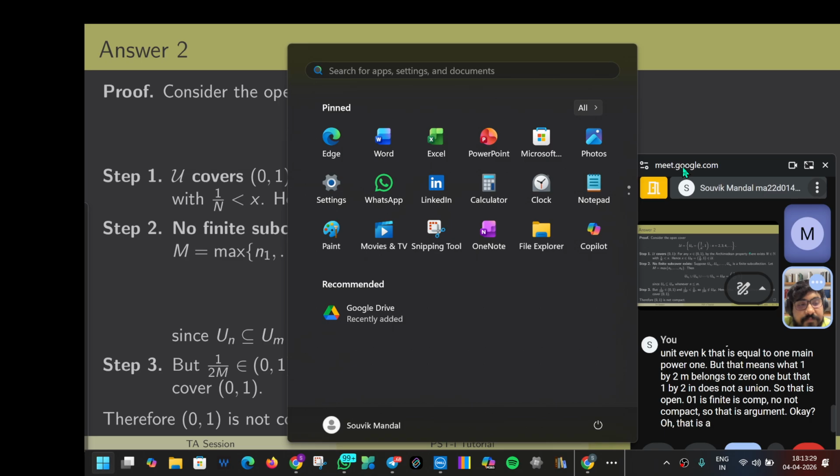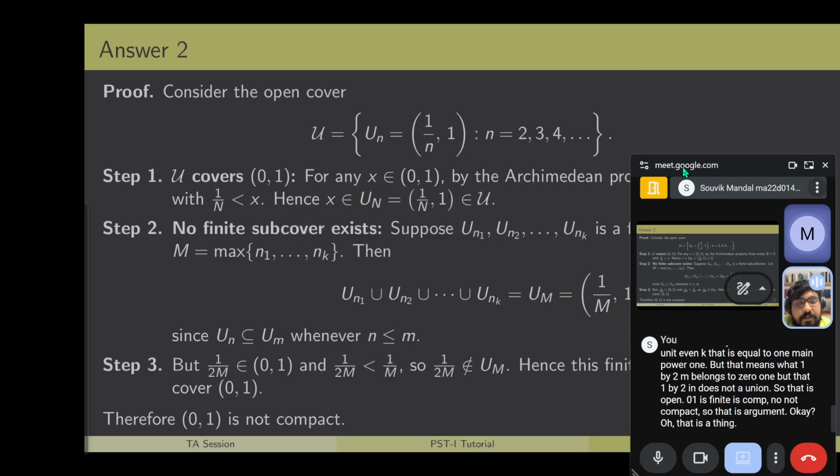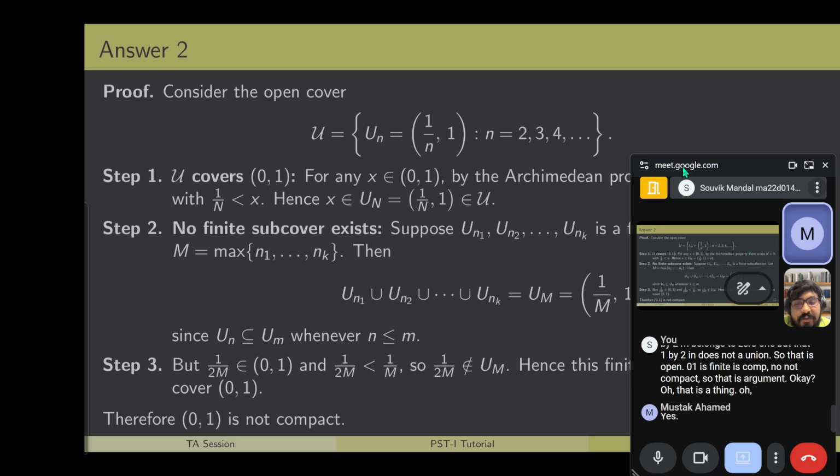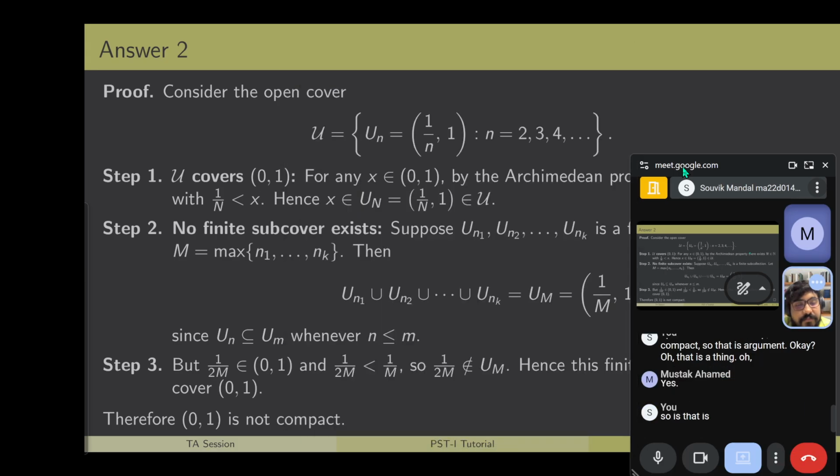So that is the thing. Okay. So is that clear, Mustafa? Yes. Okay. Thank you for confirmation. So let's go to the next problem.